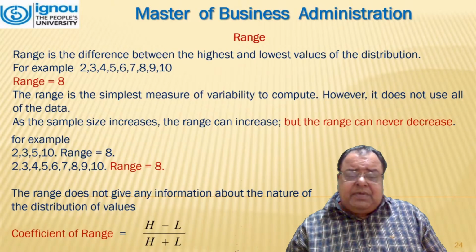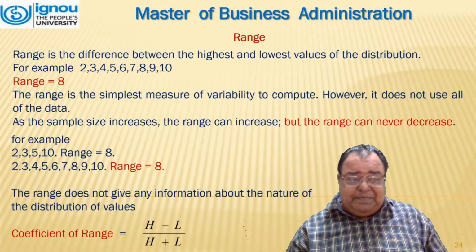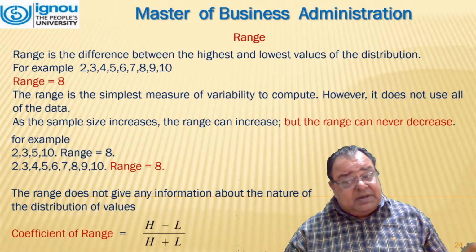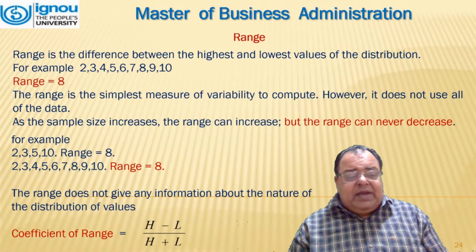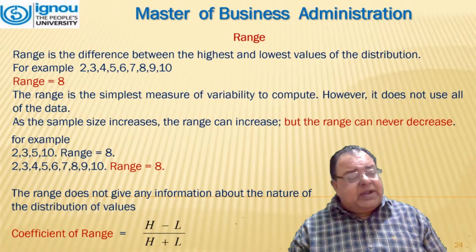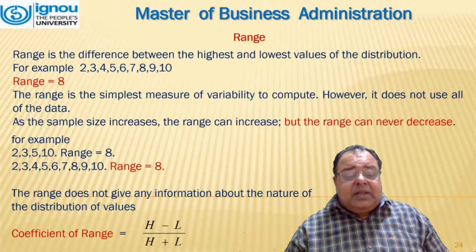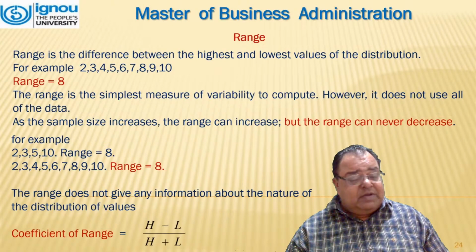Range is the simplest measure of variability to compute. However, it does not use all of the data. As the sample size increases, the range can increase, but the range can never decrease. For example, we have taken now 4 numbers, 2, 3, 5, 10. Range will be 10. Now we have increased the data, 2, 3, 4, 5, 6, 7, 8, 9, 10. Again, the range is 8. The range does not give any information about the nature of distribution of the values.